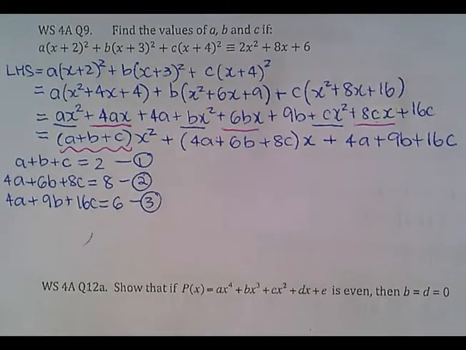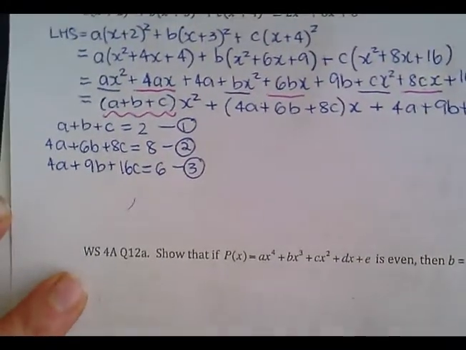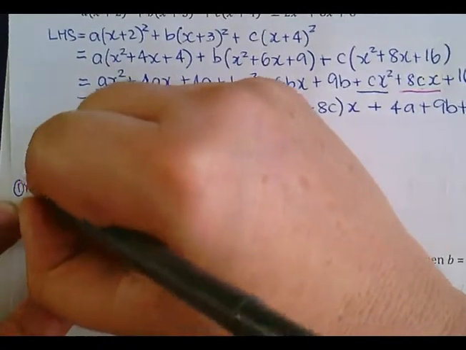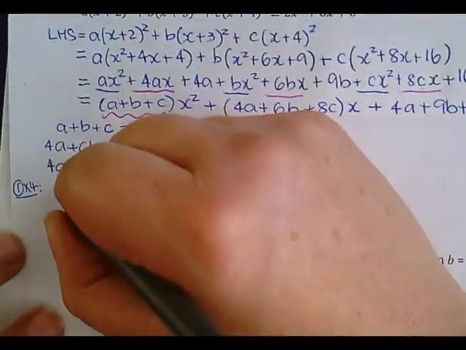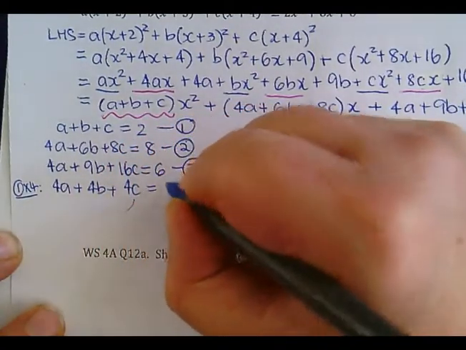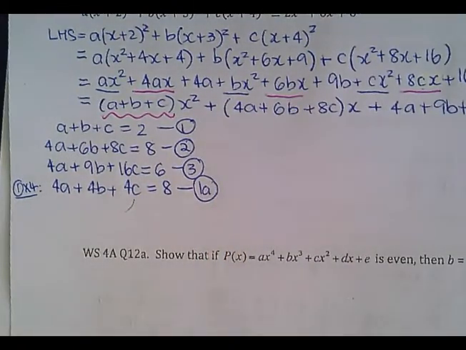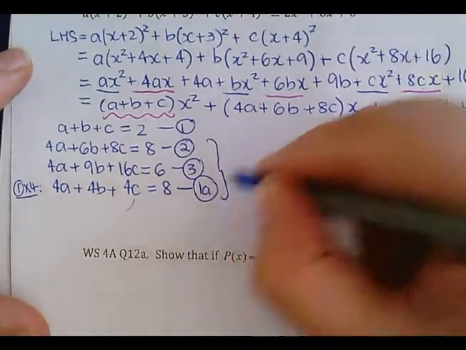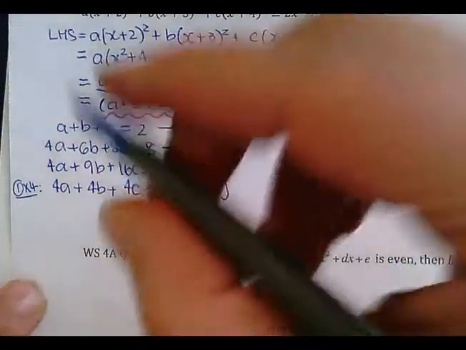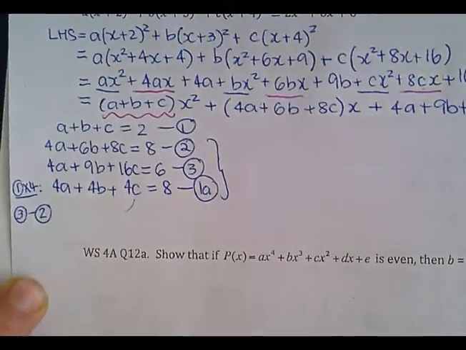Now, let's make all the a's the same coefficient. That means I just need to multiply equation 1 by what? Okay, good. That's why we kept the others. So we're going to go equation 1 times 4, and call that equation 1a. So we've got 4a plus 4b plus 4c equals 8. Now we can solve. Adding or subtracting? So we want to work with 2, 3, 4, 1a. Let's do equation 3 minus 2.